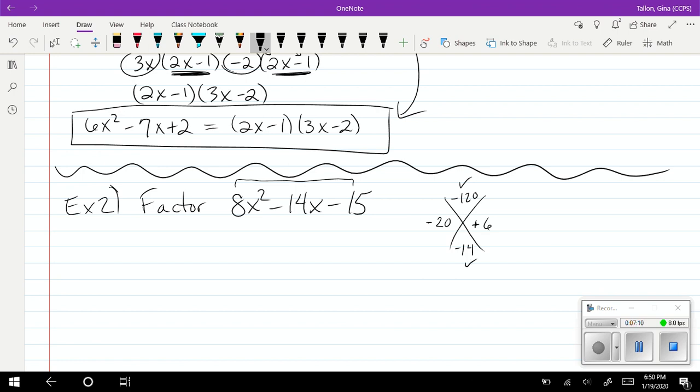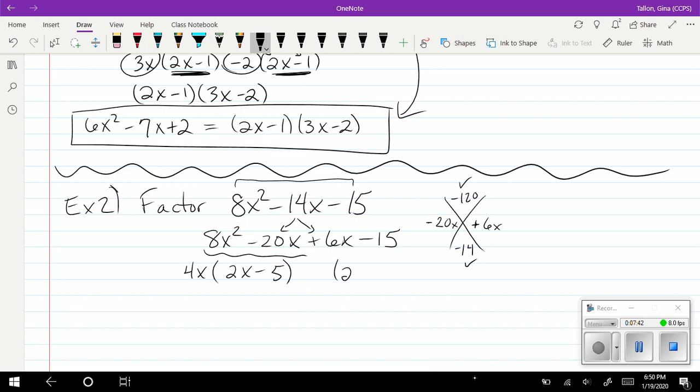Good. So I'm just going to throw x's right here, and I am going to rewrite my quadratic as 8x squared, and in place of the negative 14x, I'm going to call this negative 20x plus 6x, and then I'm just going to copy the minus 15. Squiggly under the first two, what's common between 8x squared and minus 20x? There's a 4x common there, leaving me with 2x minus 5.